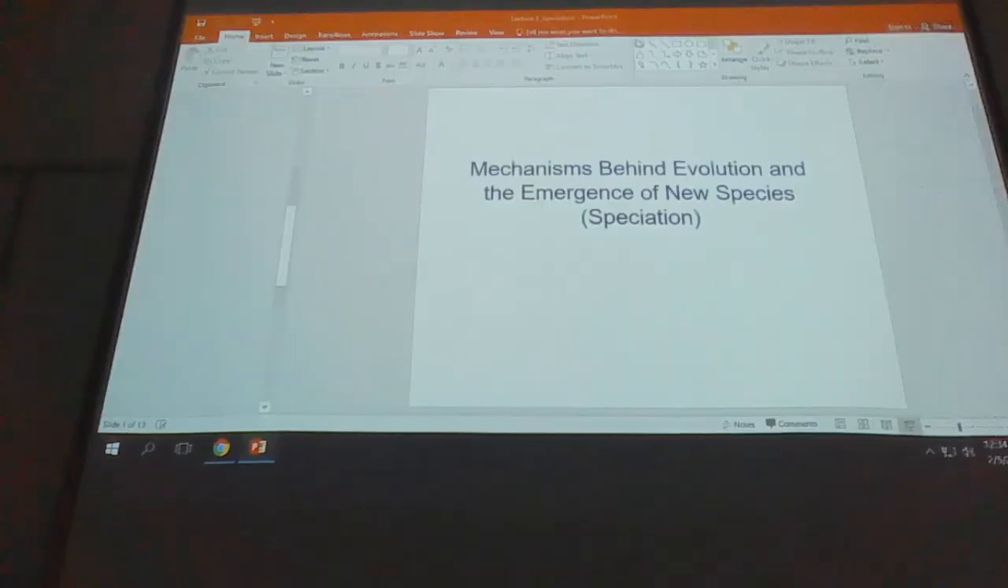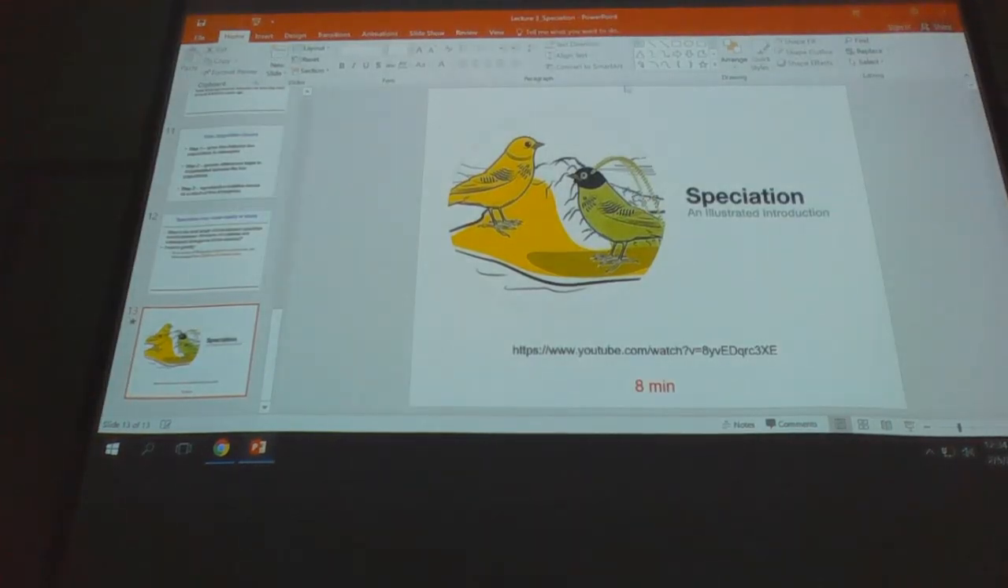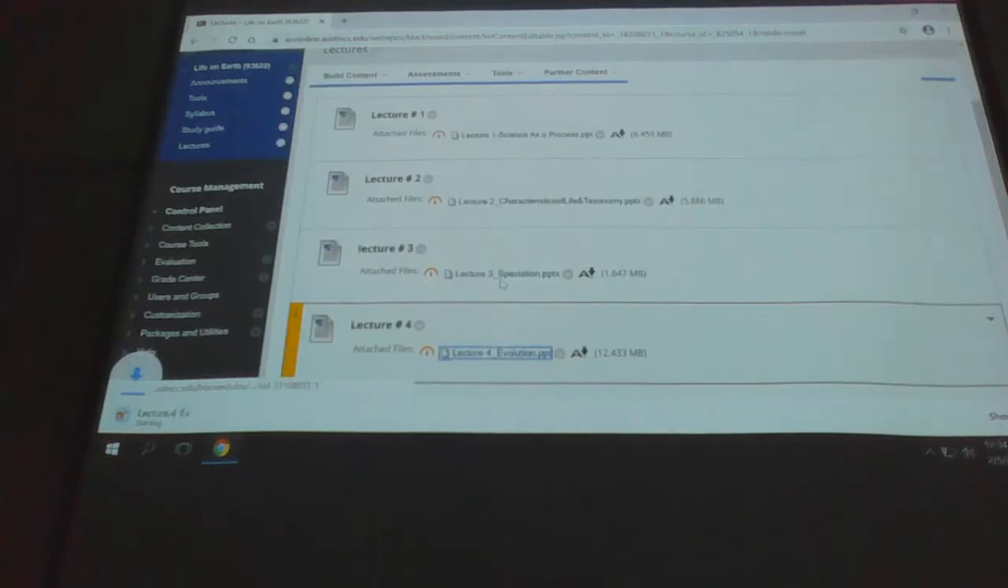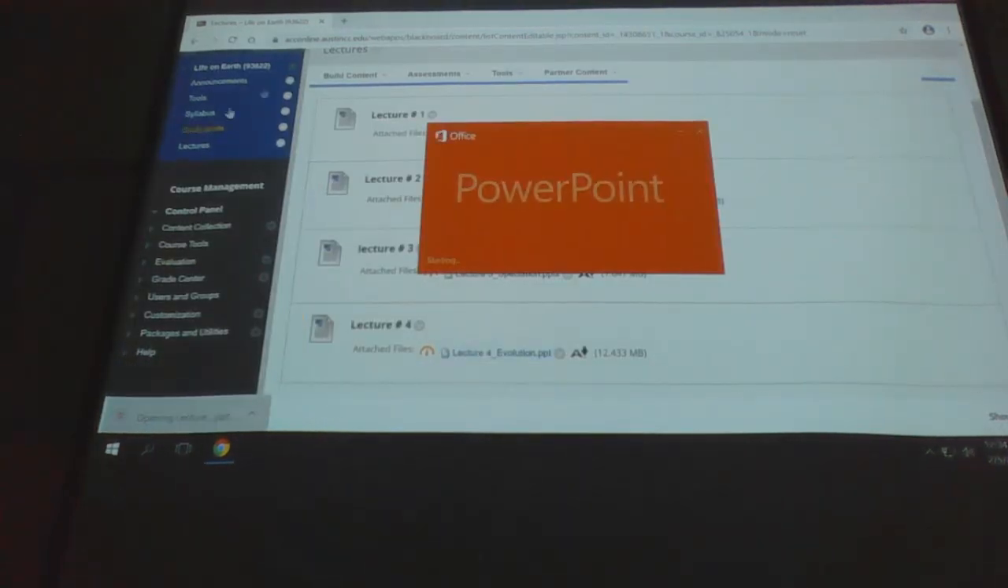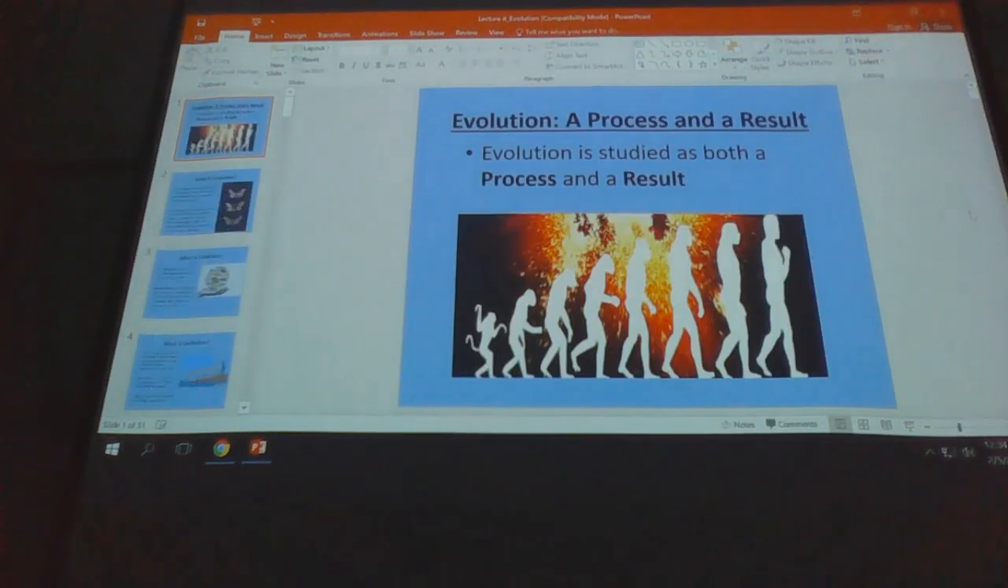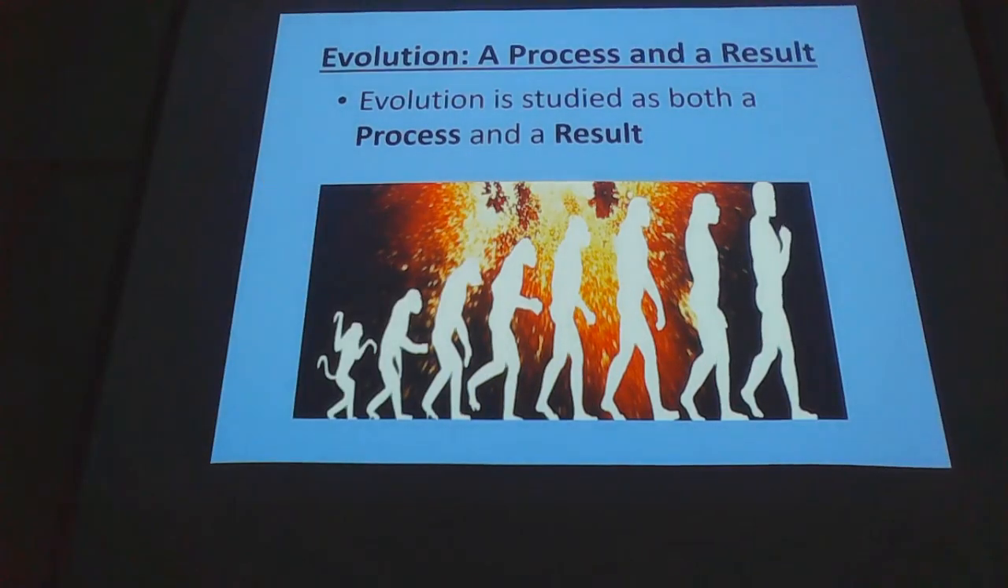Just to give you an example of a specific type of speciation. Okay, so I'm done with this little section, and now we're going to start understanding the modern theory of evolution that was introduced by Charles Darwin, as you know. Evolution is considered both a process and a result.